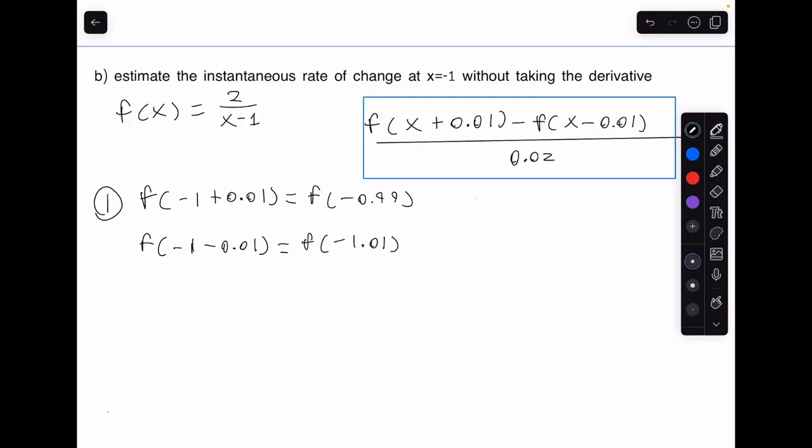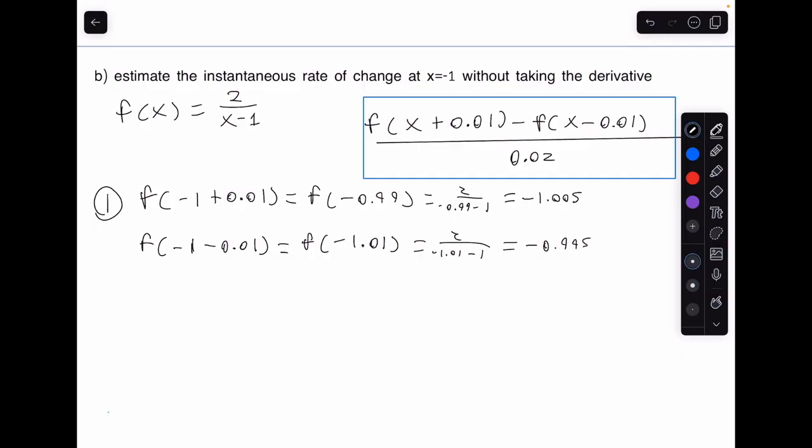Okay, so now we just plug those into our original function. It's the same function as last time. These are our inputs. Let's just plug them in. So 2 over negative 0.99 minus 1, and 2 over negative 1.01 minus 1. If you put that into your calculator and compute it, you should get negative 1.005 for the first one, and then negative 0.995 for the second one.